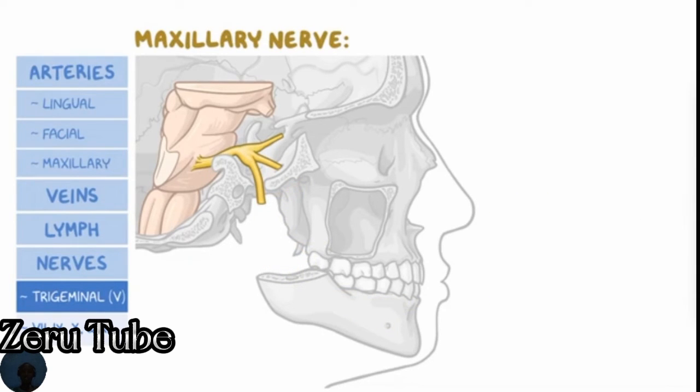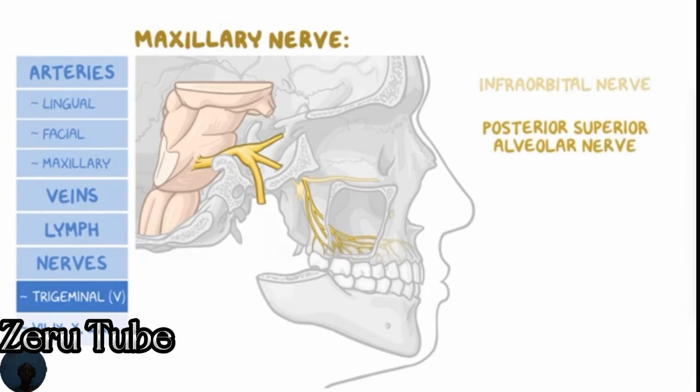The maxillary nerve is the second part of the trigeminal nerve. It has the infraorbital nerve and the posterior superior alveolar nerve. The infraorbital nerve gives innervation for the inferior surface of the orbit and the superior surface of the gingiva. The posterior superior alveolar nerve gives innervation for the upper jaw.